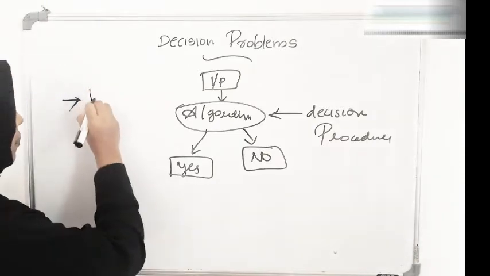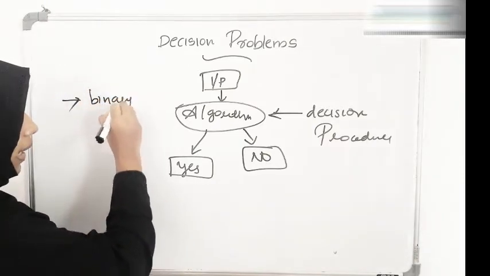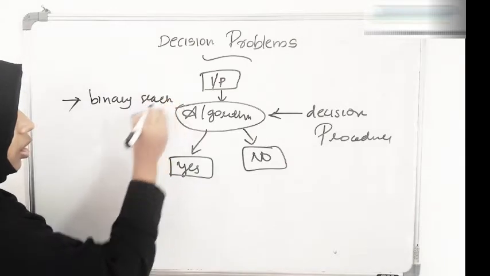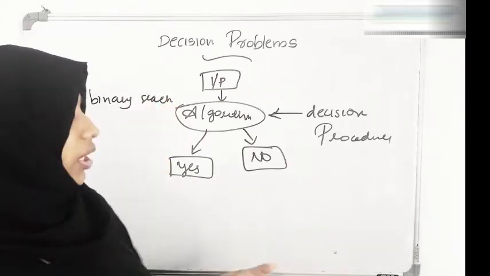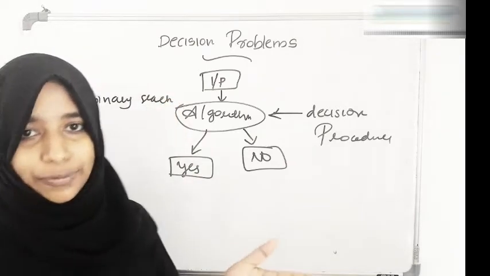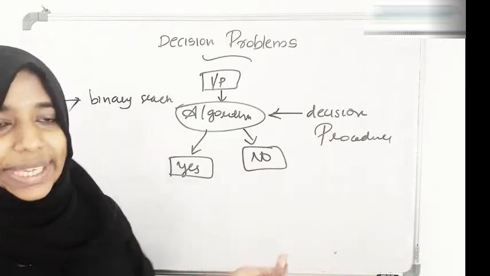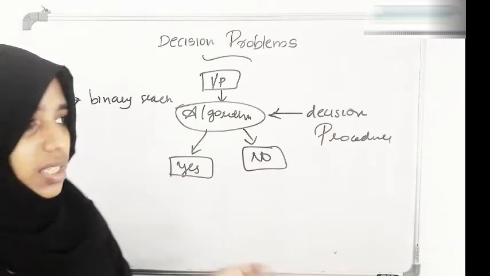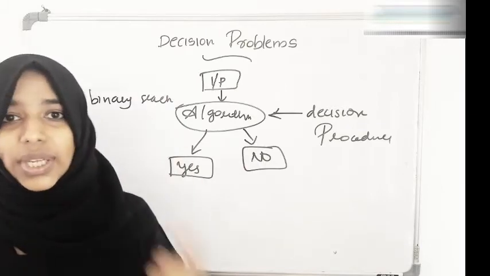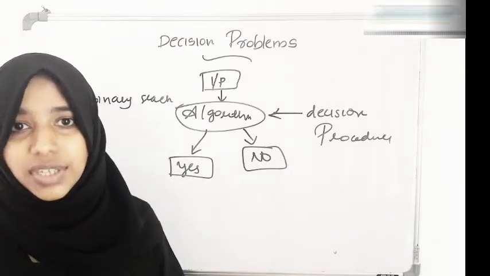For example, you know binary search, isn't it? That is, in a sorted array we are searching for a number, and it has very low complexity of order log n compared to linear search, which has complexity of order n, isn't it? But binary search is actually a decision problem. It can be posed as a decision problem.